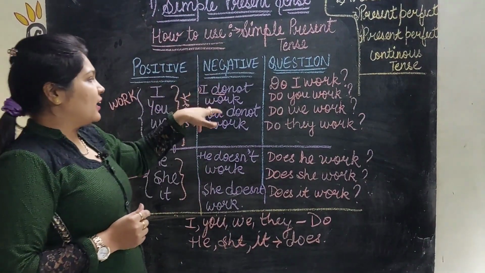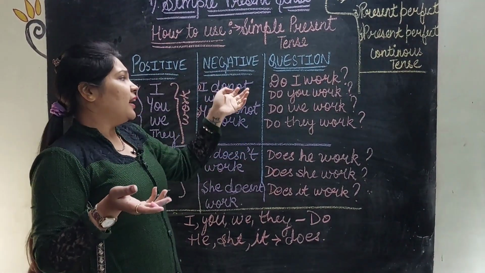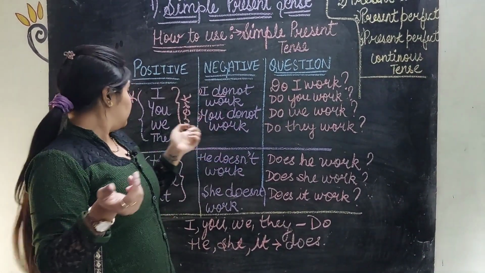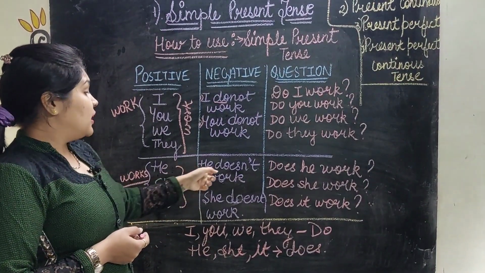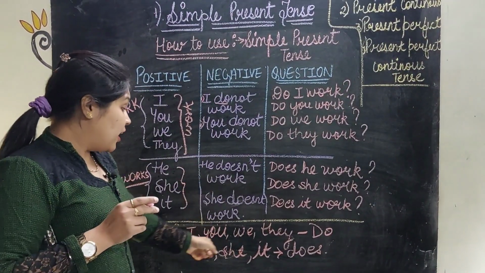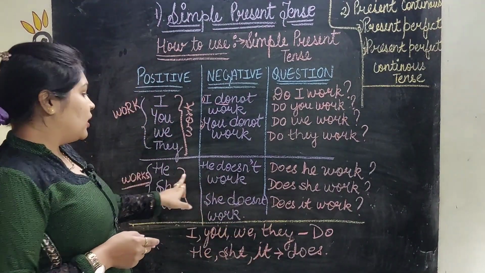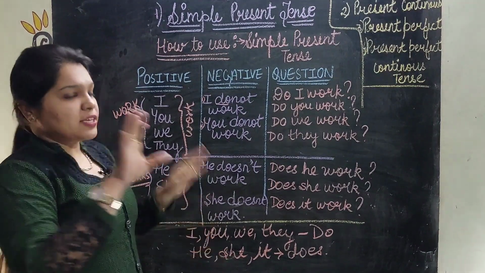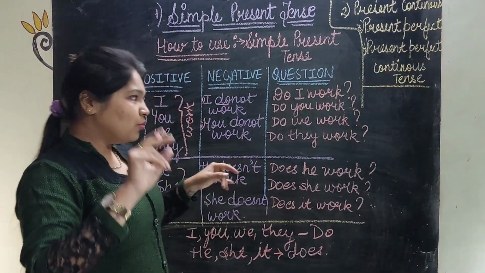Now, if I am using negative, I do not. Negative always means that I will be adding not. So, you do not work. We do not work. They do not work. Now, if I am saying he, so I, you, we, they do; he does. So, he does not work. She does not work. It does not work.